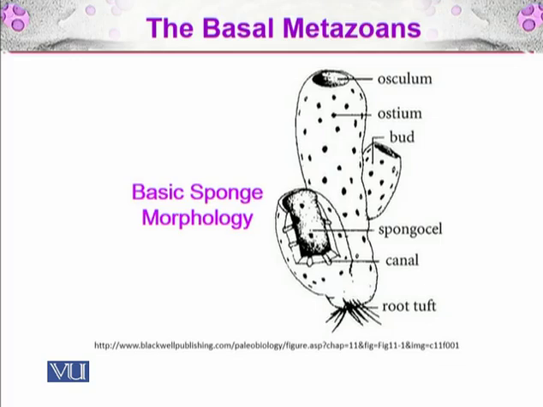And there is the spongocoel. The spongocoel is the inner cavity of the sponge. And then there is the canal. The canal connects the outer environment of the sponge to the inner spongocoel. And the root tuft is what attaches it to the hard surfaces at the bottom of the sea. So this is the basic sponge morphology.